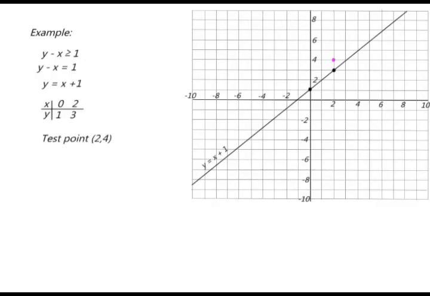We substitute it in our inequality. 4 minus 2 is greater or equal to 1, and we get 2 is greater or equal to 1. This is true. 2 is greater or equal to 1, and so the point 2, 4 lies on the wanted region, and so we shade the other side below the line.